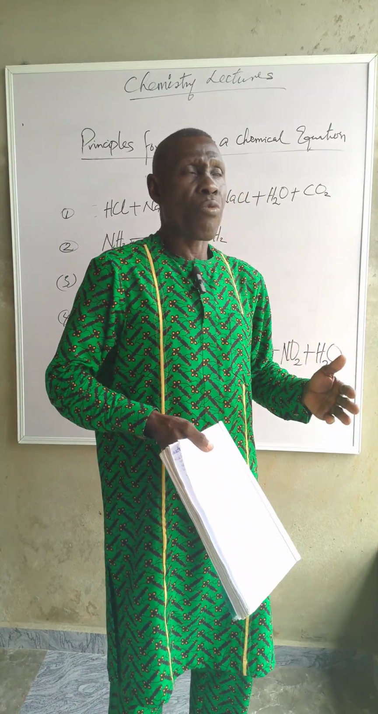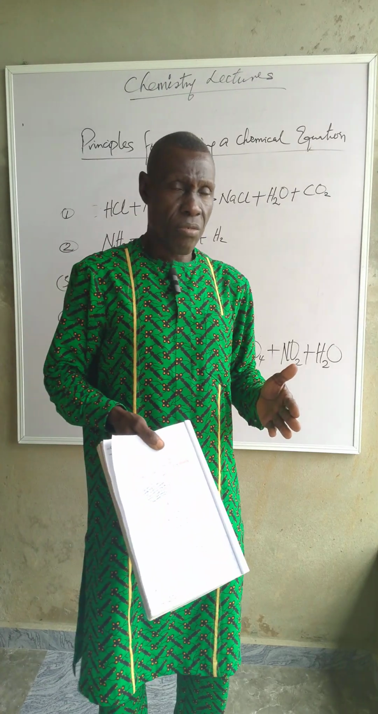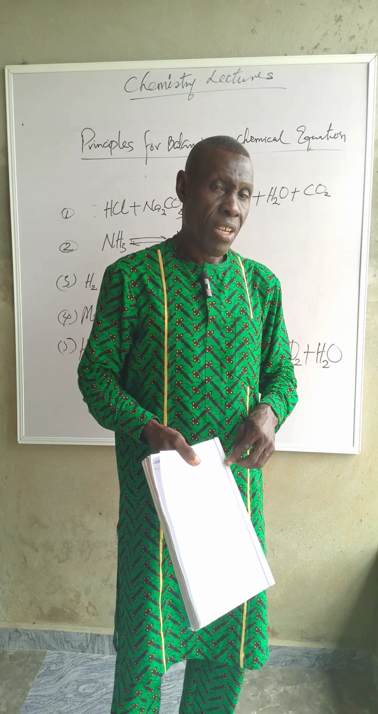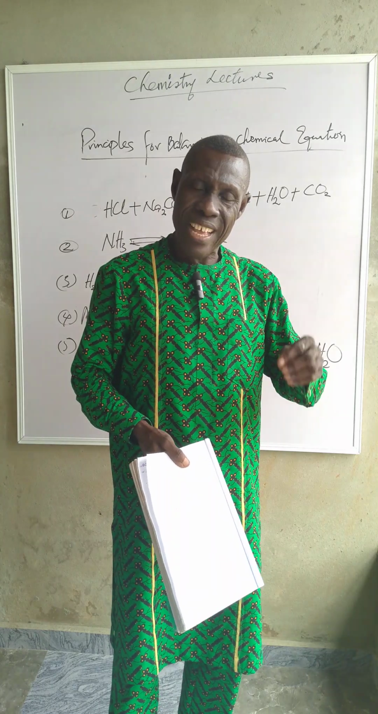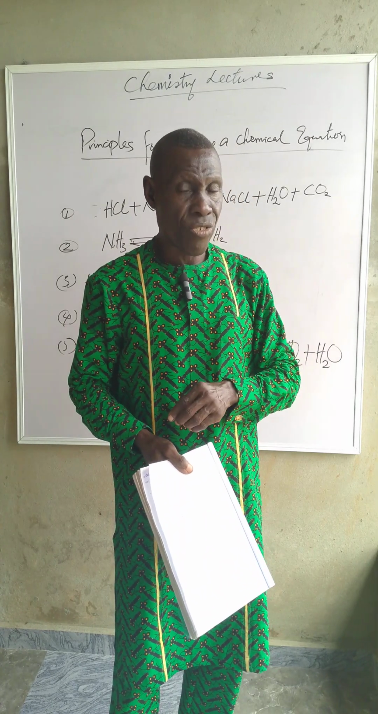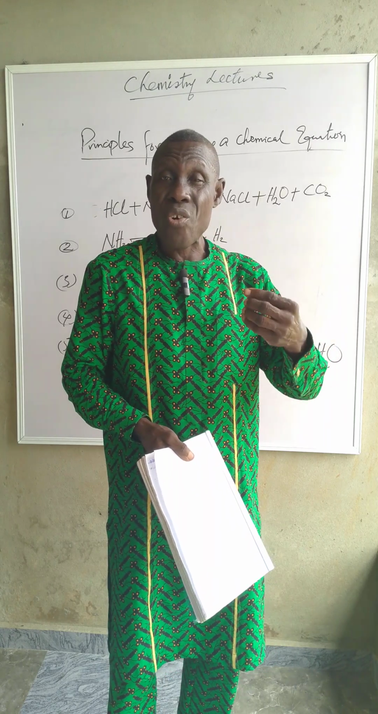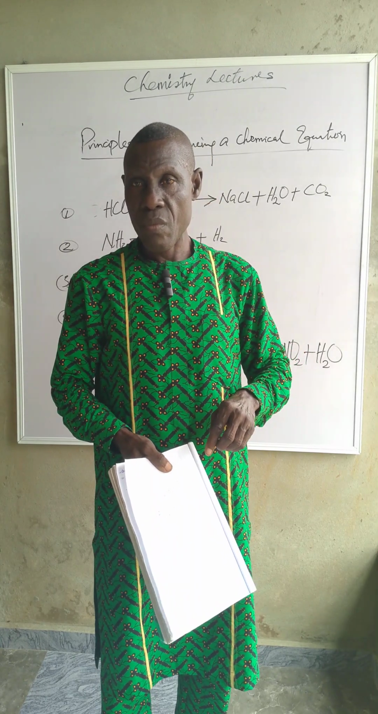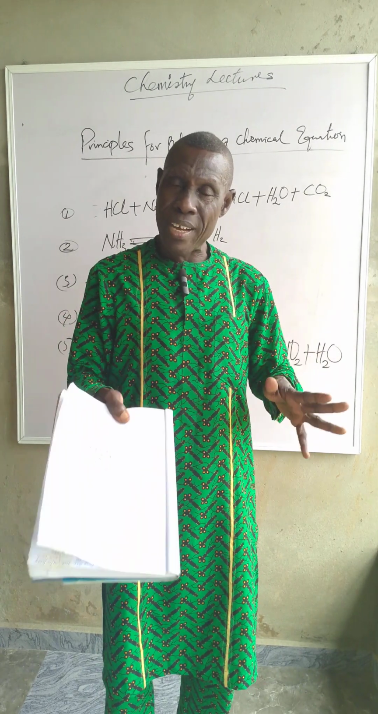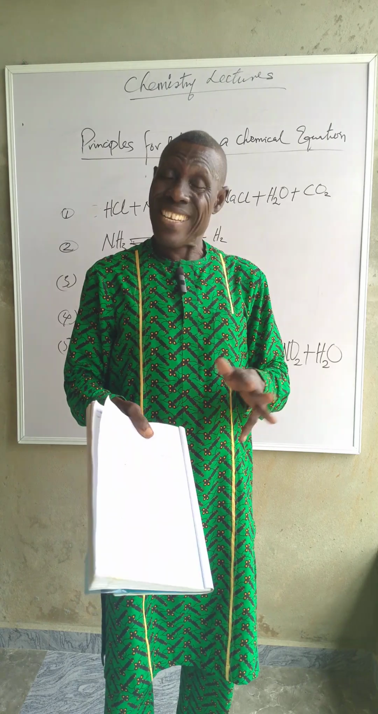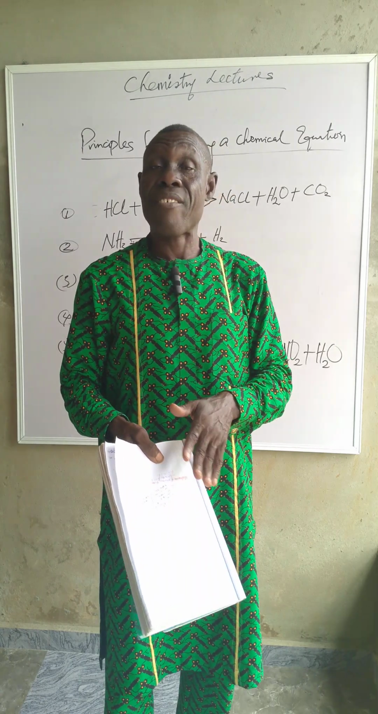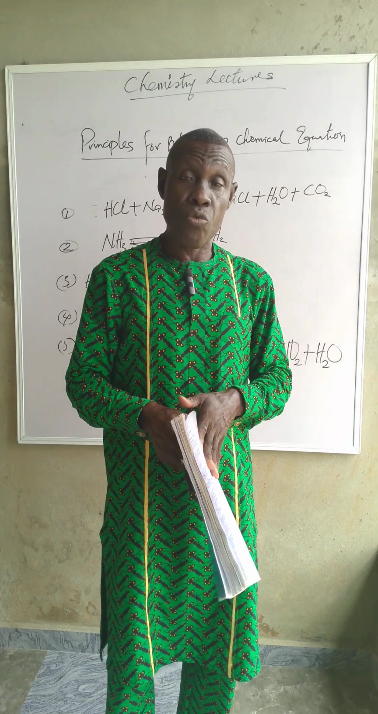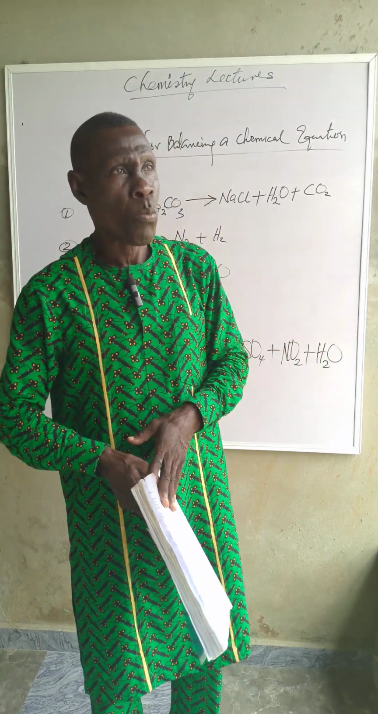Now, in trying to balance an equation, you must know the elements that are partaking in the reaction. You must know the chemical symbols of the elements participating in the reaction. You must know the correct chemical formulas of the products that are about to be formed. You must know the oxidation numbers of the elements, and if they are radicals, you must know those things too. All this will play an important role in balancing an equation.